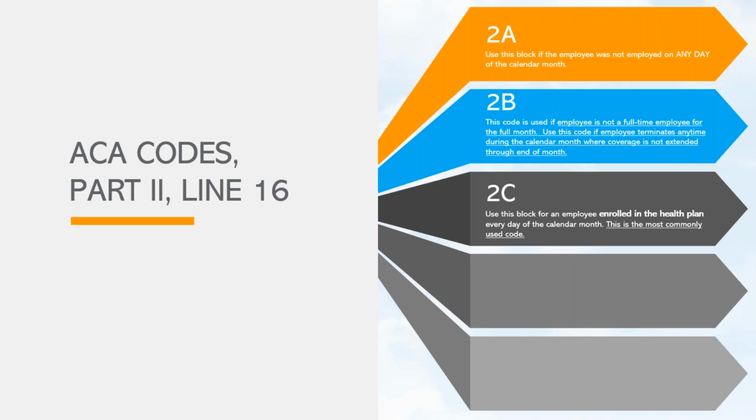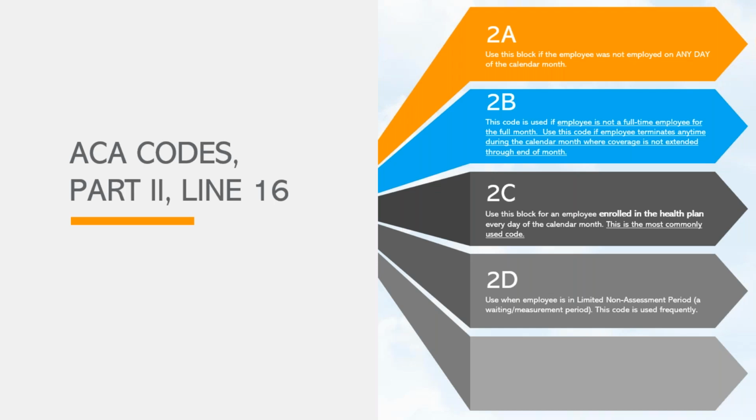2C is used for an employee who enrolls in the health plan. This is the most commonly used code, and it's for every day in the calendar month. Let's just say they were hired on the 15th and their coverage started on the 15th of the month. Then you would use the code 2B for them until the following month when they were enrolled for the whole entire month.